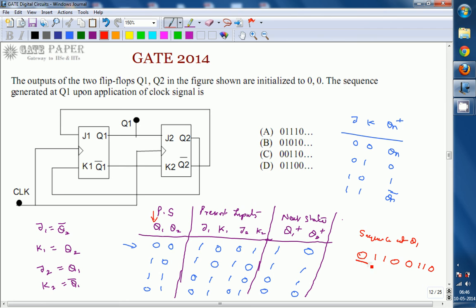These four states are going to be repeated. So 0, 1, 1, 0, but what was given is up to 5 states, so you must consider up to 0, 1, 1, 0, 0, which is the answer. That is nothing but option D. 0, 1, 1, 0, 0 is the right answer. Option is D. Thank you.